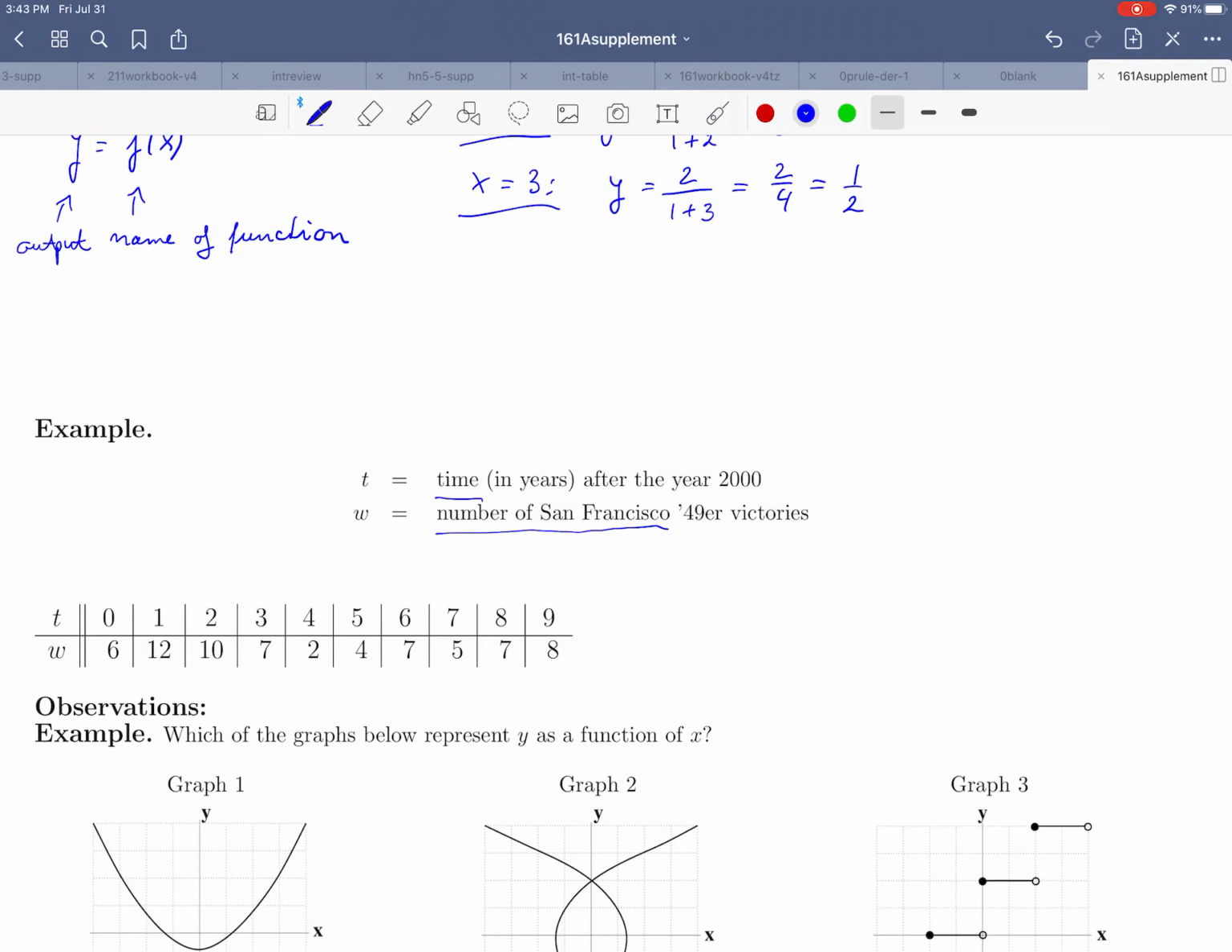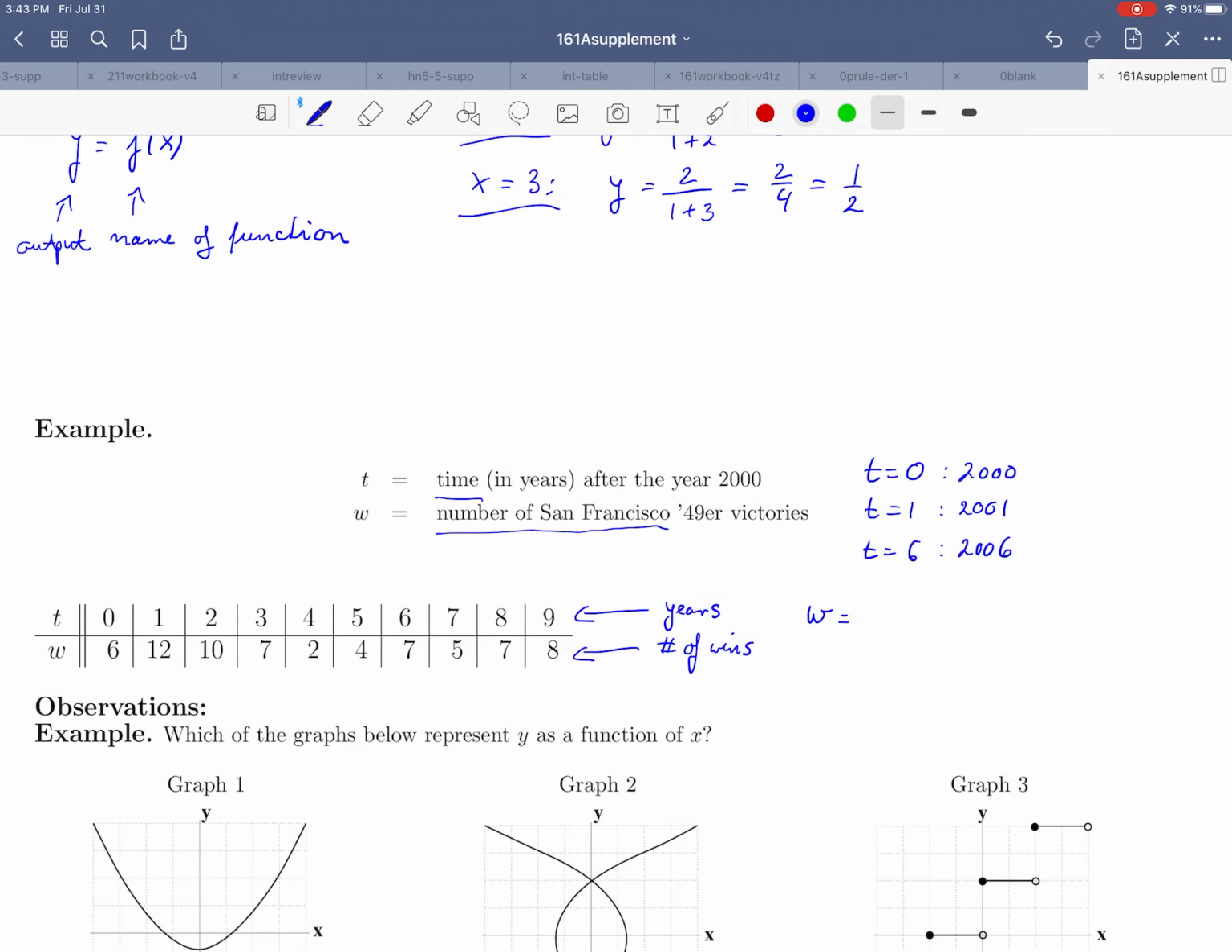So t equal to 0 stands for 2000. t equals 1 stands for the year 2001, since it's 1 year after the year 2000. And t equals 6 would be the year 2006. And so here we just have different years. t right here gives different years. And w right here is the number of wins in that year.